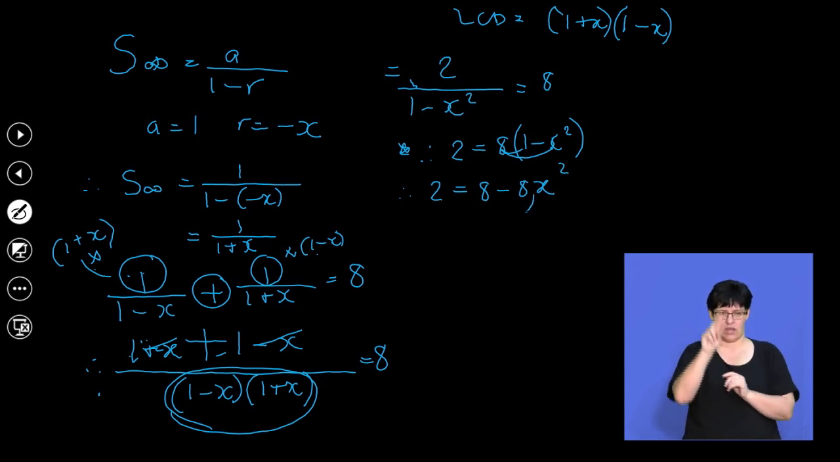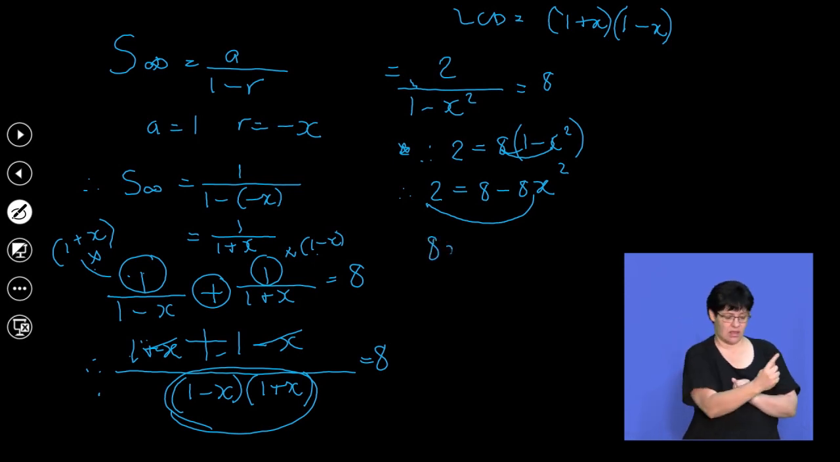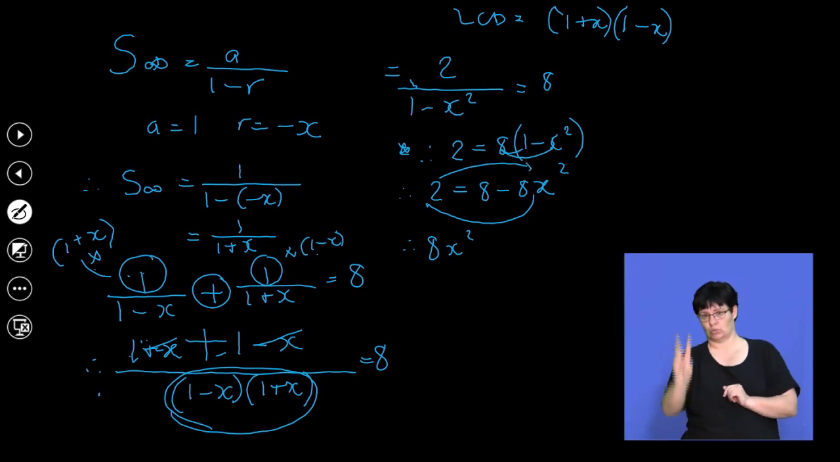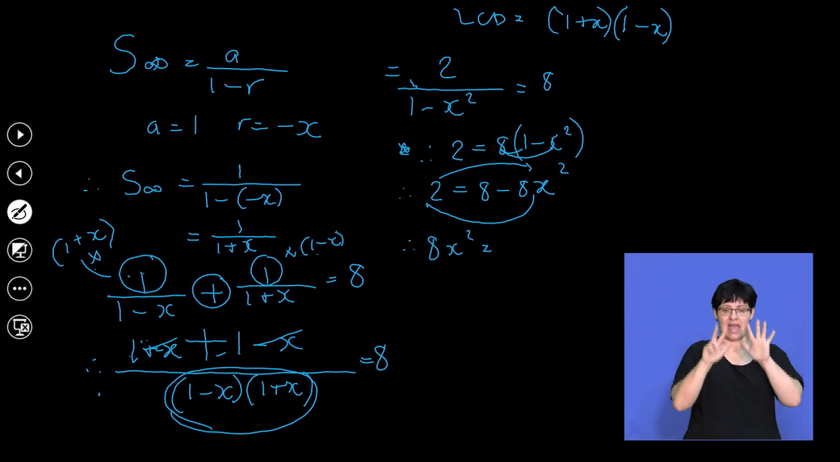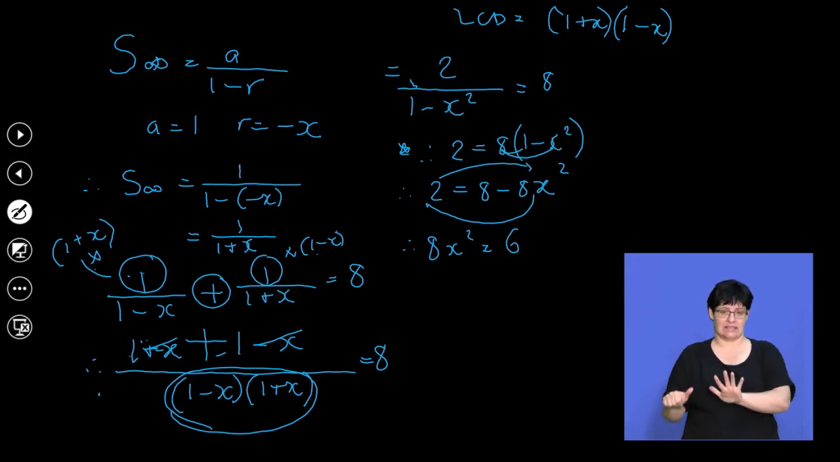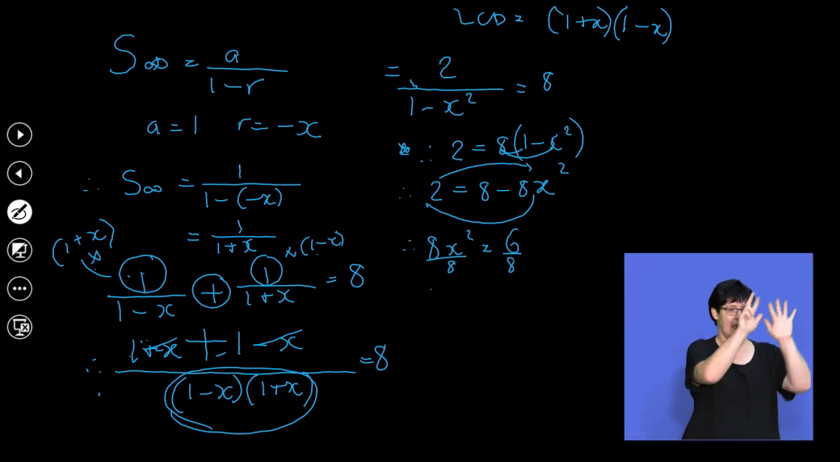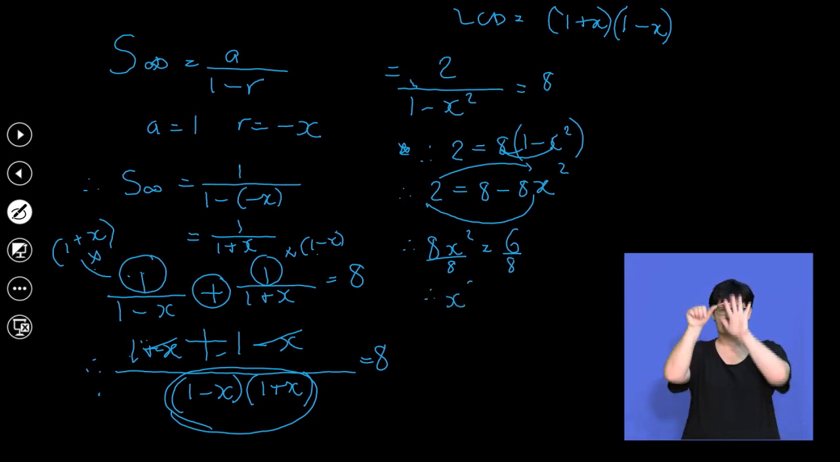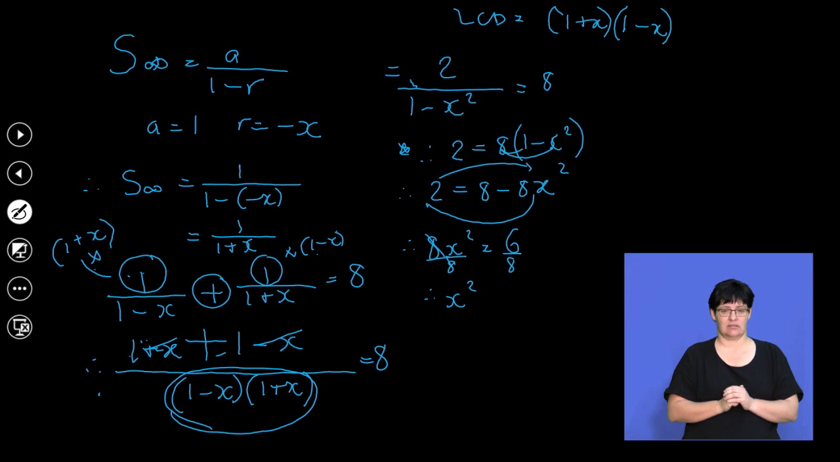We can bring the minus 8x squared over to this side, and then that's going to become positive. And we can take the 2 over to the other side, and it's going to become negative. So on the right-hand side, we have 8 minus 2, which is 6. Okay, we can now divide both sides by 8. Therefore, we have x squared is equal to 6 over 8, which we can simplify to 3 over 4.